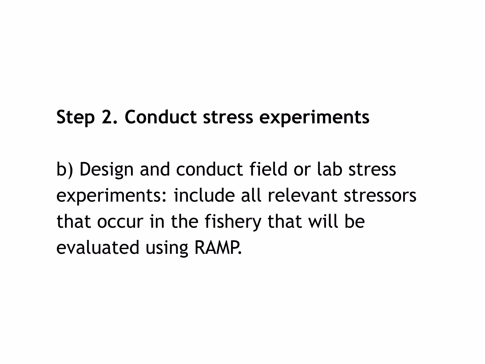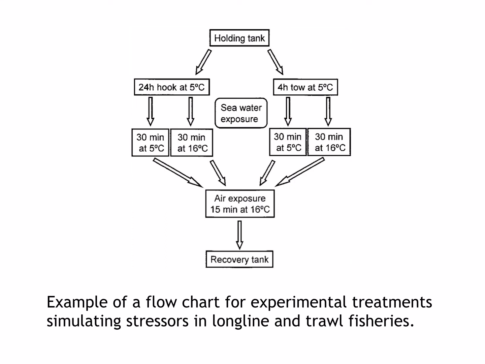Step 2, B. Design and conduct field or lab stress experiments. Include all relevant stressors that occur in the fishery that will be evaluated using RAMP. The diagram shows an example of a flowchart for experimental treatments, simulating stressors in longline and trawl fisheries. Fish are taken from a holding tank and exposed to hooking or towing, followed by exposure to seawater temperatures, followed by exposure to air, and then placed in a recovery tank to observe immediate and delayed mortality.